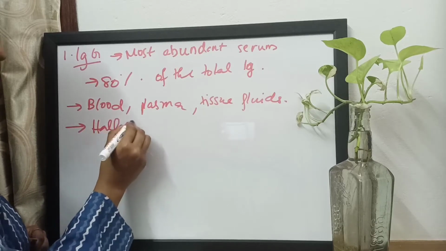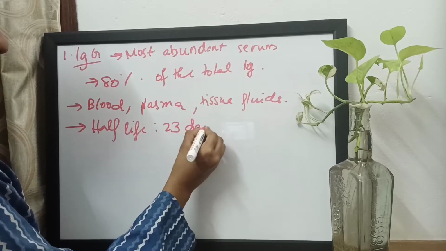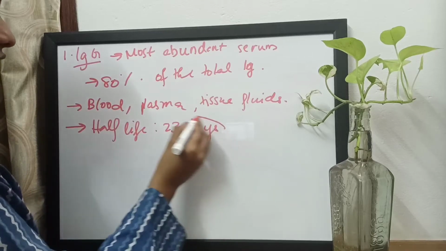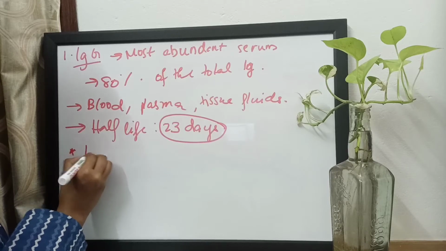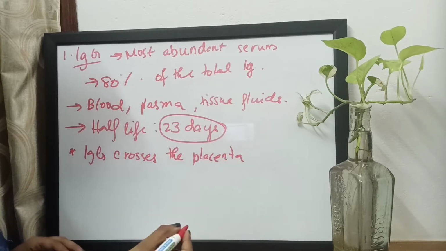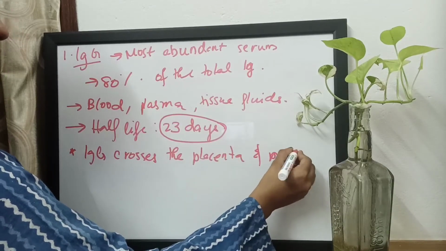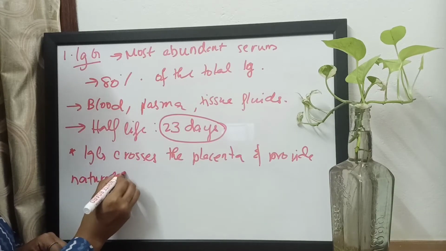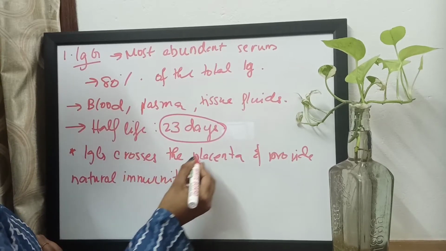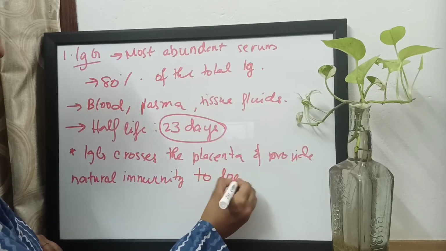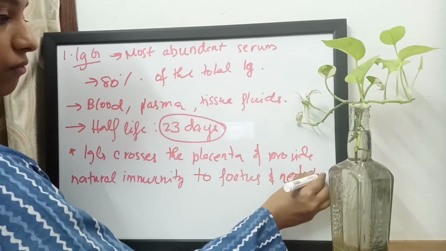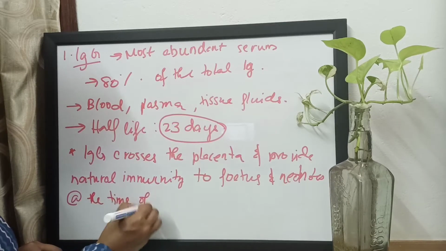Now about the half-life. Half-life of IgG is 23 days. This is very important. This is the longest. None of the other immunoglobulins last for this long. So the half-life of IgG is the longest and it's 23 days. The IgG crosses the placenta. This is very important. It crosses the placenta and provides natural immunity to the fetus, and also not just to the fetus, it also provides natural immunity to neonates at the time of birth.